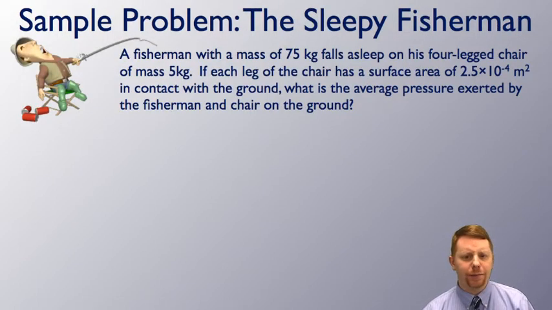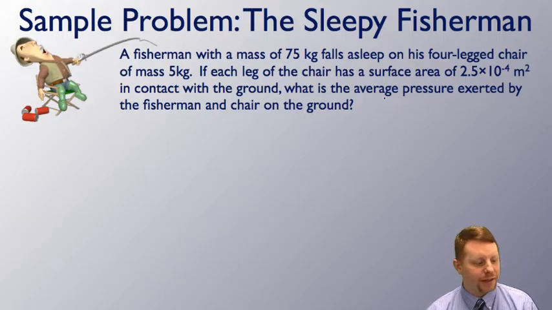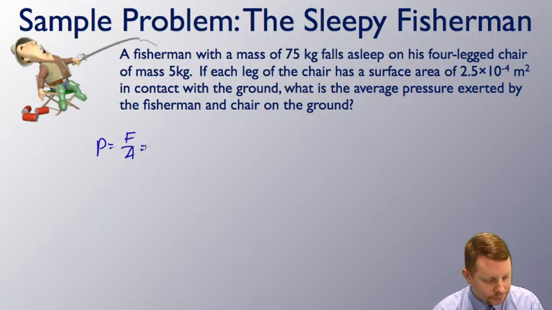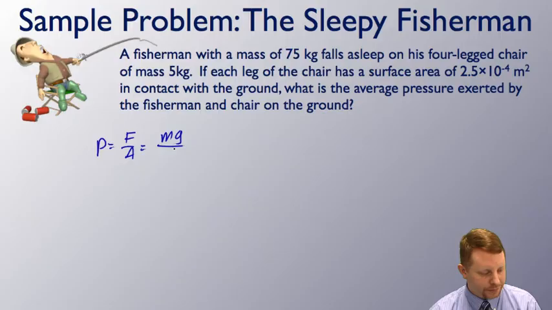Or let's take a look at the problem of the sleepy fisherman. A fisherman with a mass of 75 kilograms falls asleep on his four-legged chair of mass 5 kilograms. If each leg of the chair has a surface area of 2.5 times 10 to the minus 4 square meters in contact with the ground, what is the average pressure exerted by the fisherman and chair on the ground? Well, the force applied is going to be the force of gravity. So our pressure, which is force over area, is going to be total mass times the acceleration due to gravity, the weight, divided by the area in contact.